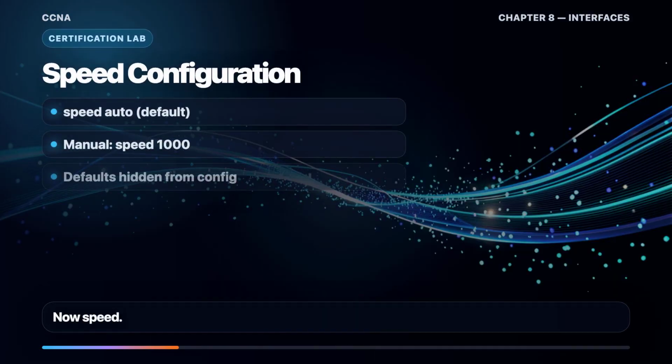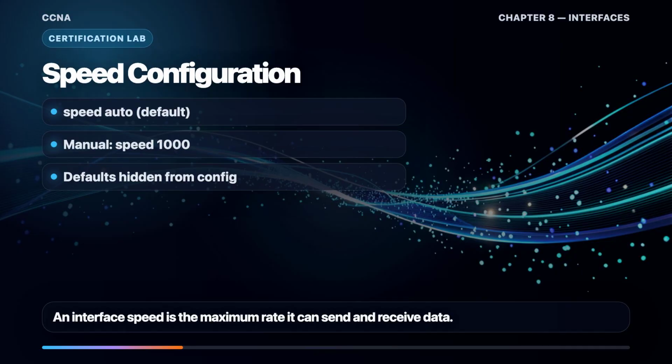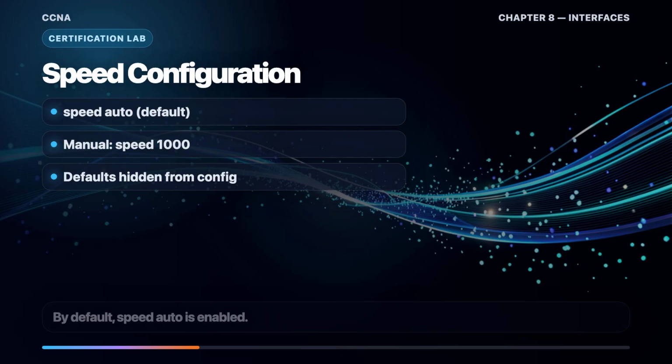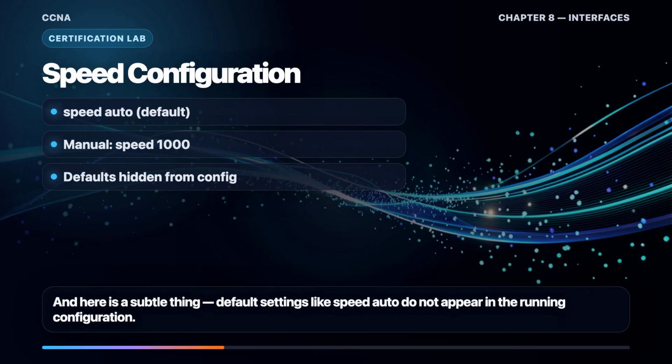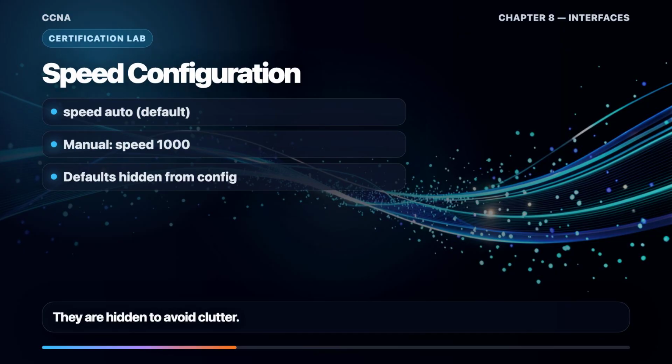Now speed. An interface speed is the maximum rate it can send and receive data. Most interfaces support multiple speeds, 10, 100, and 1000 Mbps. By default, speed auto is enabled. The device uses auto negotiation to figure out the best speed, but you can manually configure it with speed 1000. And here is a subtle thing. Default settings like speed auto do not appear in the running configuration. They are hidden to avoid clutter.